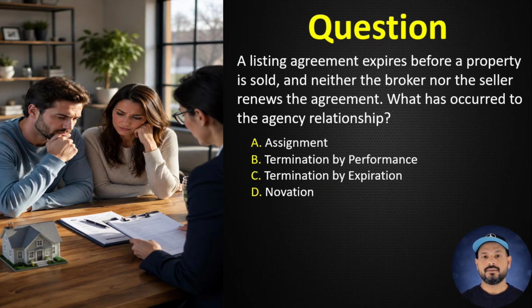Question number 11. A listing agreement expires before a property is sold, and neither the broker nor the seller renews the agreement. What has occurred to the agency relationship? A. Assignment. B. Termination by performance. C. Termination by expiration. D. Novation. Correct answer, C. Termination by expiration. Agency ends automatically when the listing agreement reaches its expiration date.